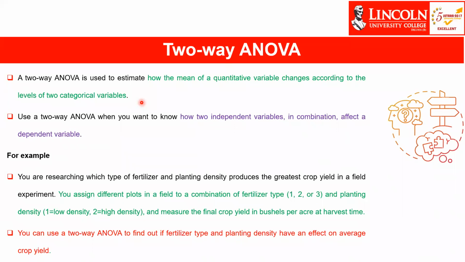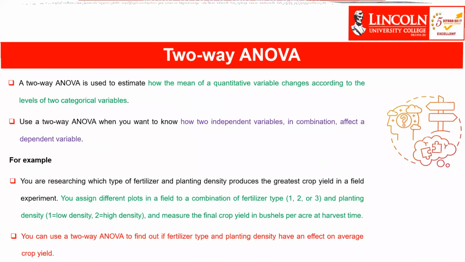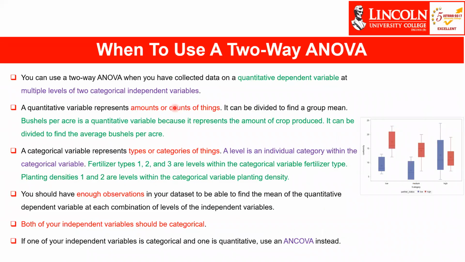You assign different plots in a field to a combination of fertilizer type 1, 2, or 3, and planting density of 1, which is equal to low density, and 2, which is equal to high density. And you measure the final crop yield in bushels per acre at harvest time. You can use the 2-way Anova to find out if fertilizer type and planting density have an effect on average crop yield. So that is a scenario in which you can use a 2-way Anova.